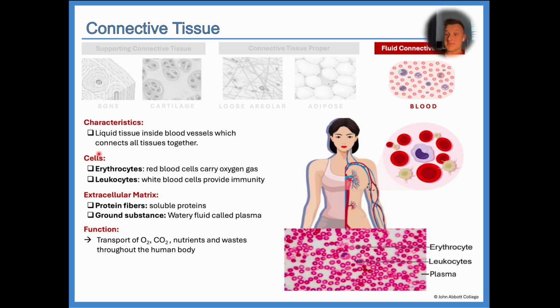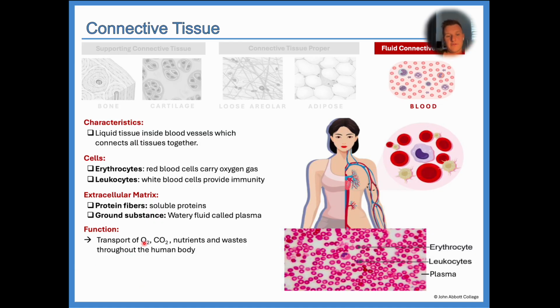Those are the cells of the blood, but then you have ECM, right? Extracellular matrix, the soup of the cells, and so you have some protein fibers, which are soluble proteins, right, that easily dissolve in the liquid. And the ground substance is a watery fluid, extremely watery. You know that blood is watery, so there's a lot of ground substance. And actually, we call it a special name. We call it plasma. Plasma is the watery substance of blood. So all of this stuff you see in between the cells is called plasma.